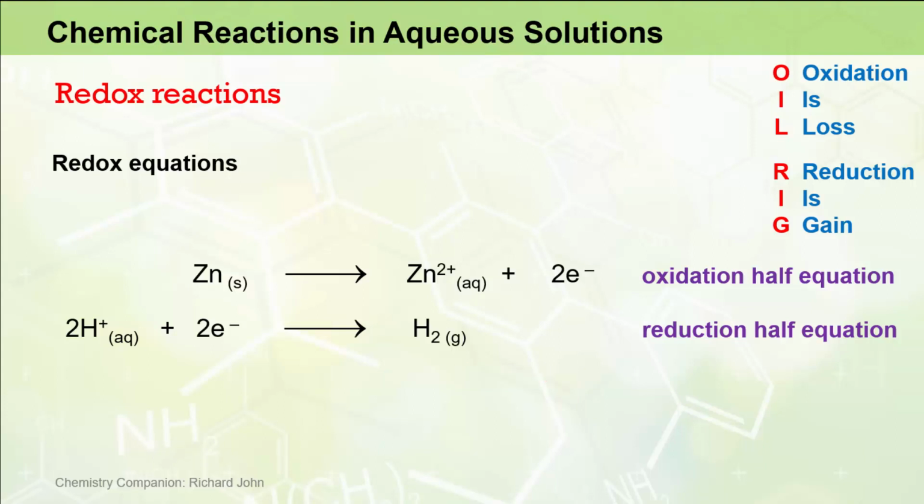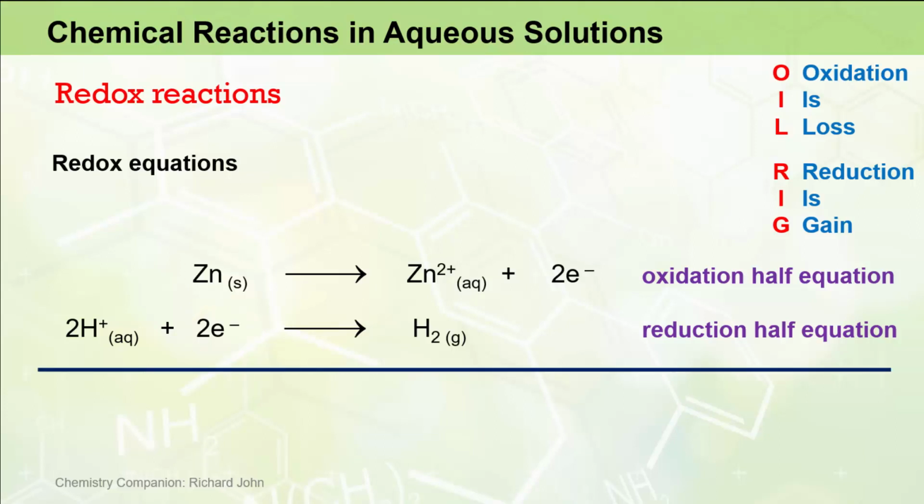If you see electrons on the right-hand side of the arrow in a half equation, that is indicative of an oxidation process. If you see electrons on the left-hand side of the arrow in a half equation, that is indicative of a reduction process. Half equations can be summed together to give the full redox equation.